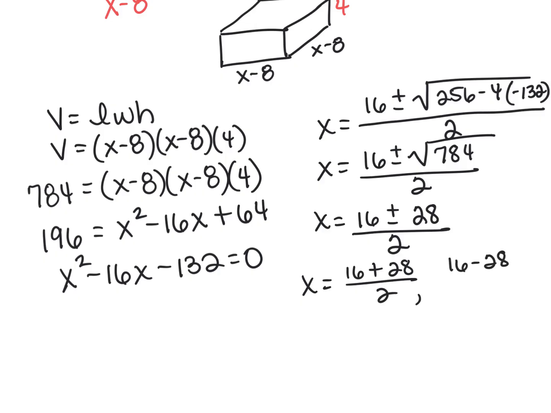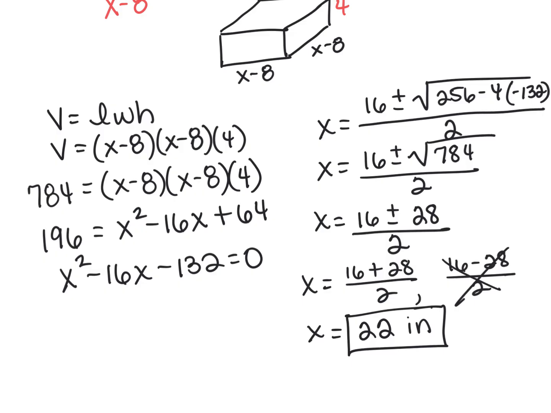Now, if this was a pure question that was just algebraic, then both answers would be considered. In our case, however, I can't take the negative one because I'm talking about a side length. So when I do 16 and 28, we end up with 44, and 44 divided by 2 is 22. So the original dimensions have to be 22 inches by 22 inches. And I know that they're the same because they said that it was a square.